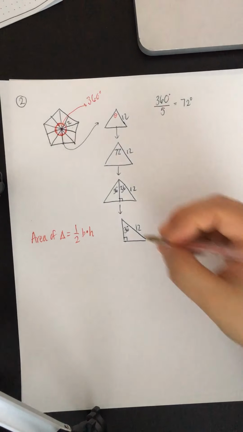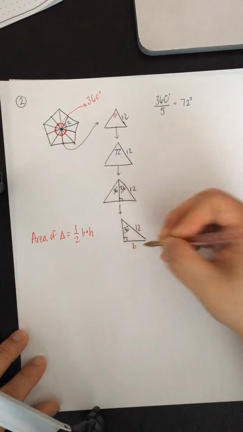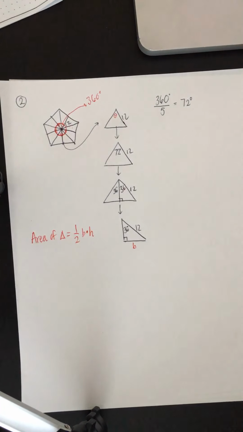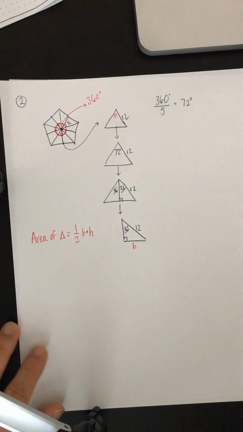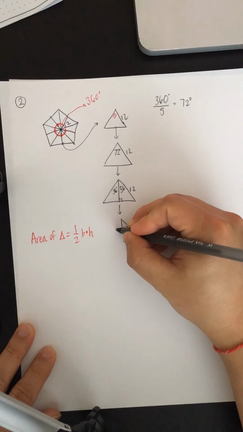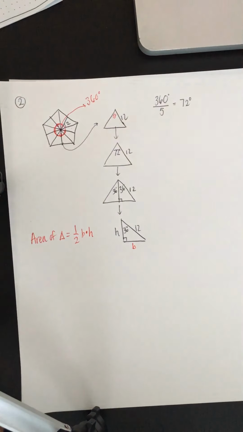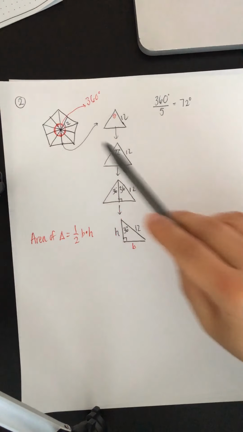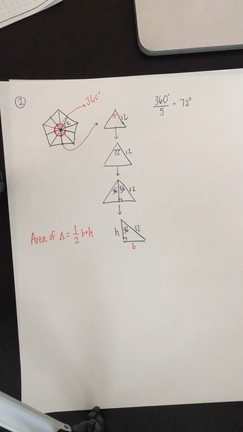So I've got to know what the base is, and I've got to know what the height is. Depending on the shape, in the first problem I think we were given the base already, so we didn't have to find the base. All we needed to do was find the height. But this problem is the most complex. We've got to get the base and the height.